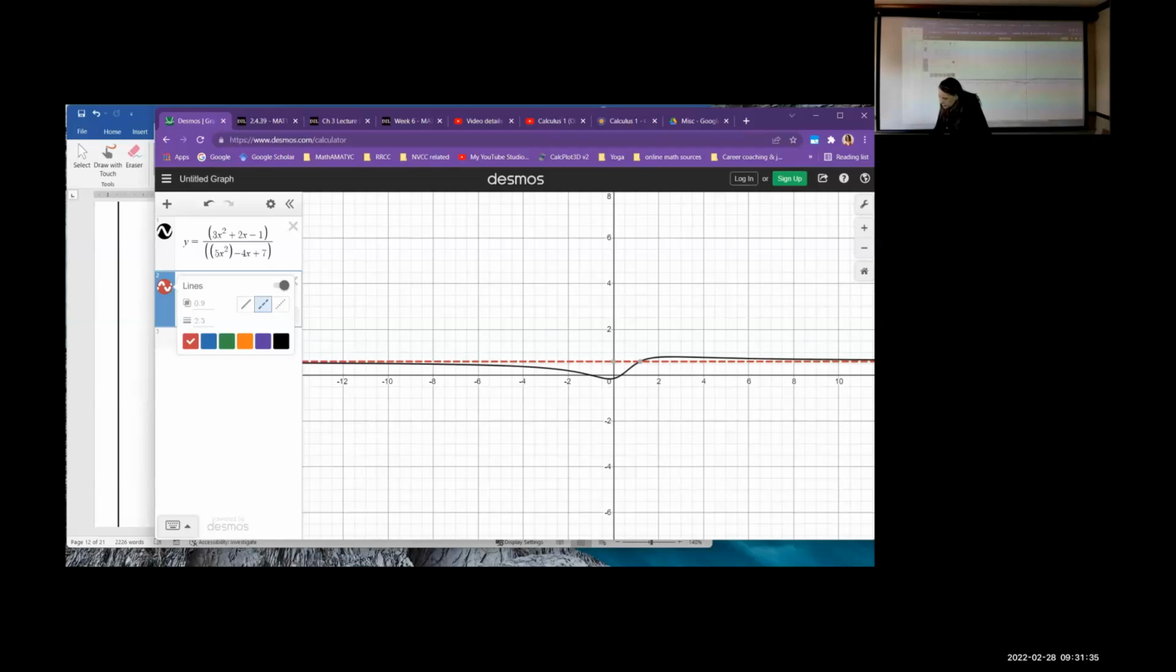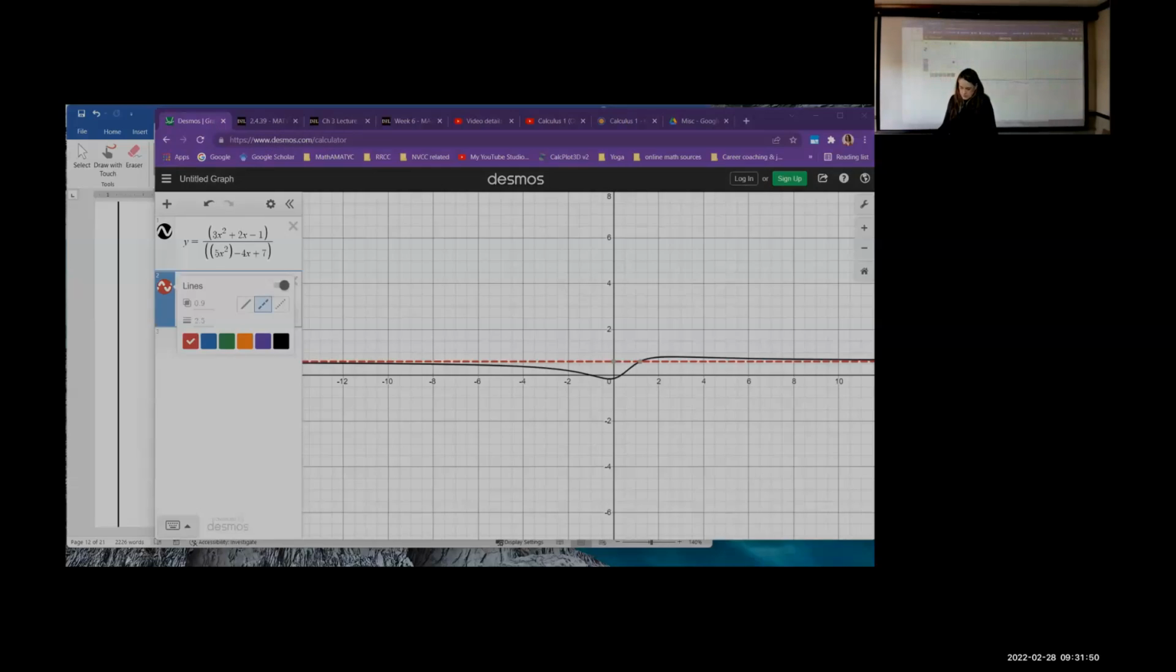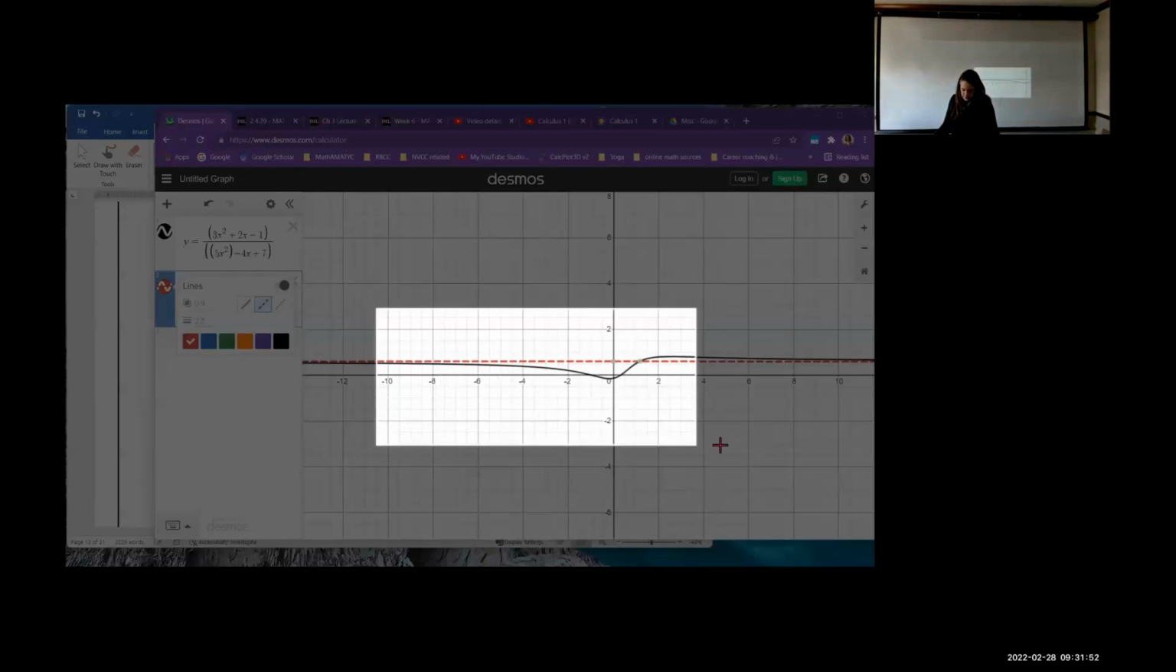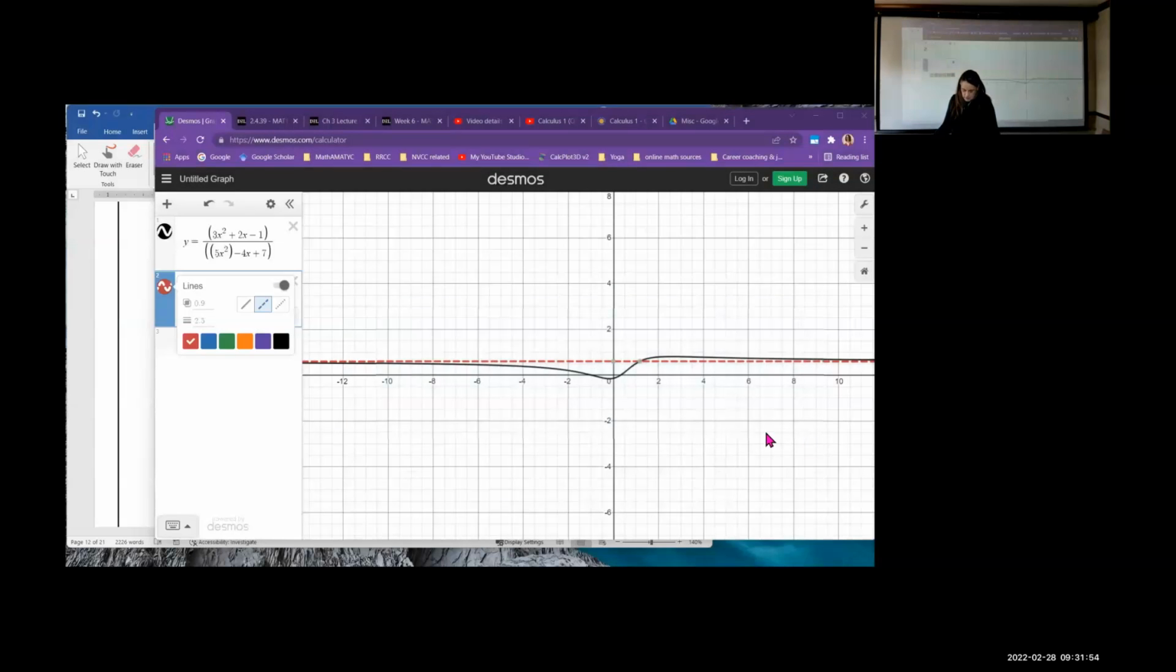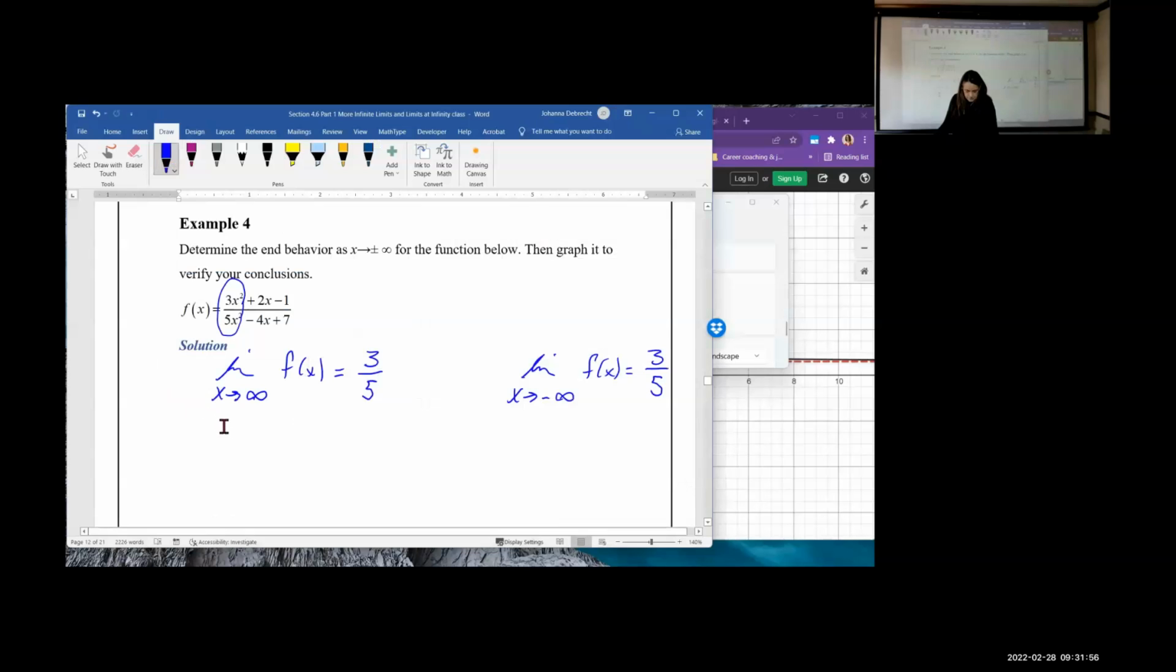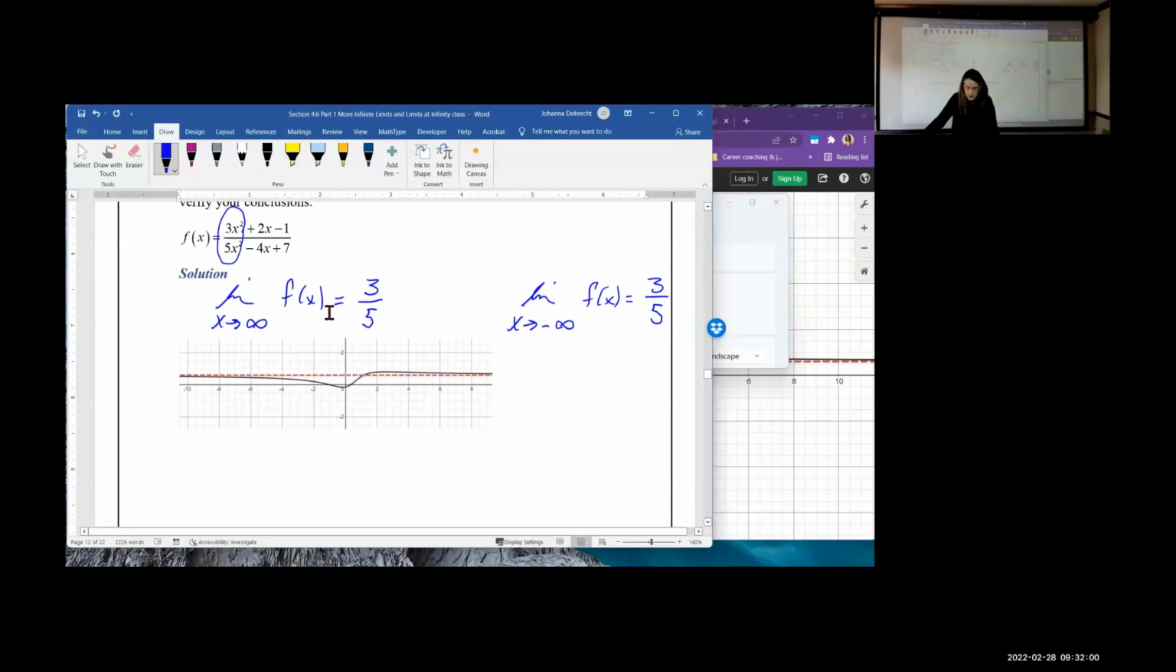And I'm looking for my snipping tool, but I don't see it. Let's see. I had it open, but I guess I had closed it. Okay, so we'll take a picture of this and plot it over here. All right, so we definitely do have that horizontal asymptote.